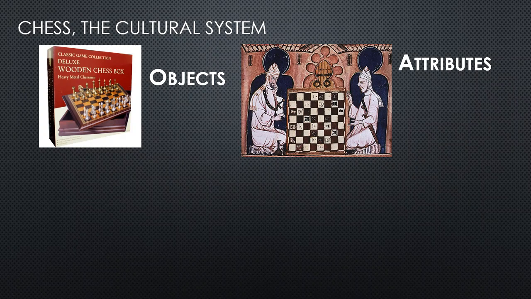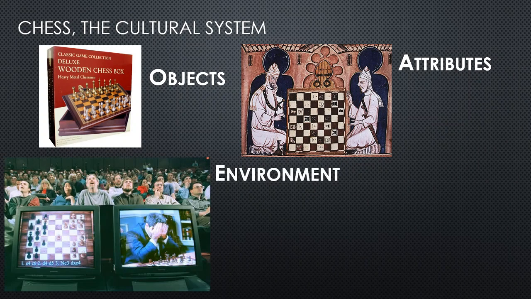Here, the attributes of chess might be its history, how it went from an Indian military simulation to spread to the rest of the world. We might look at the cultural context. For the environment, we might look at the cultural context of chess matches. So what did it mean, for the development of artificial intelligence, when Garry Kasparov lost to IBM's Deep Blue?